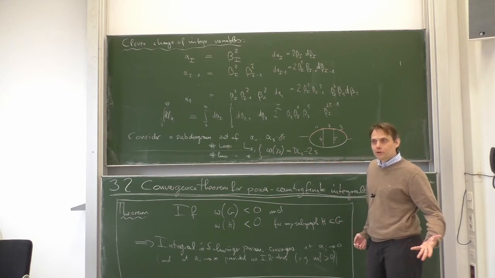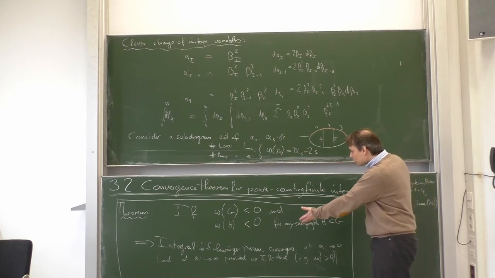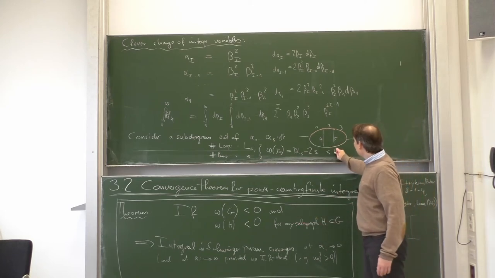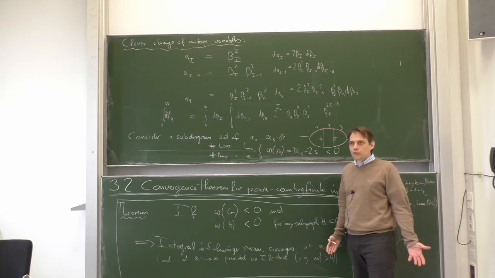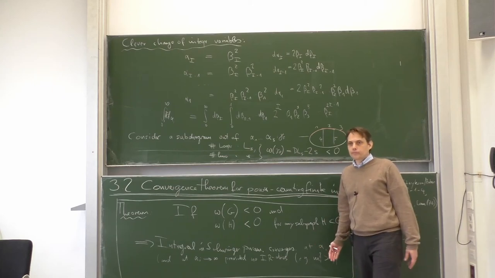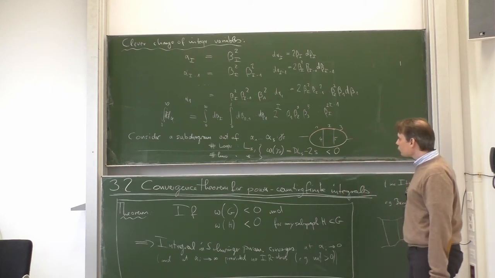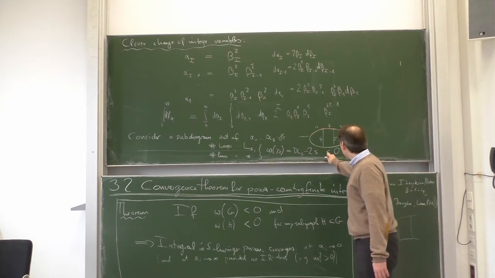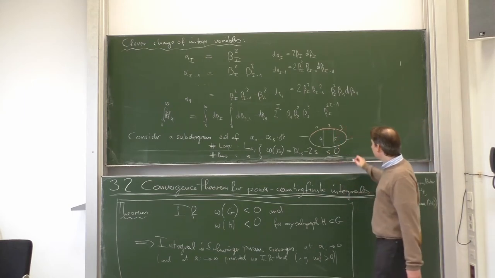And what do we know? We know by assumption that this is negative, because every subdiagram has negative degree of divergence. So this is a condition of our theorem.